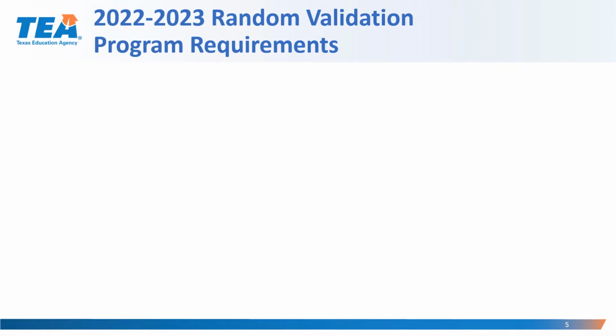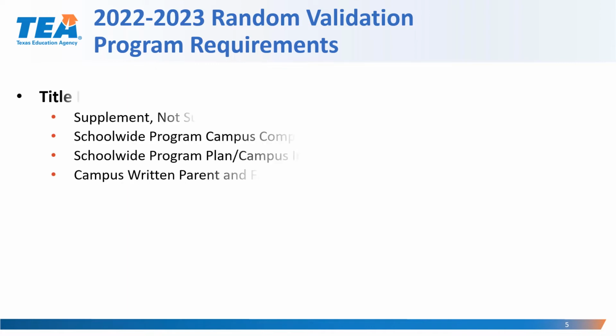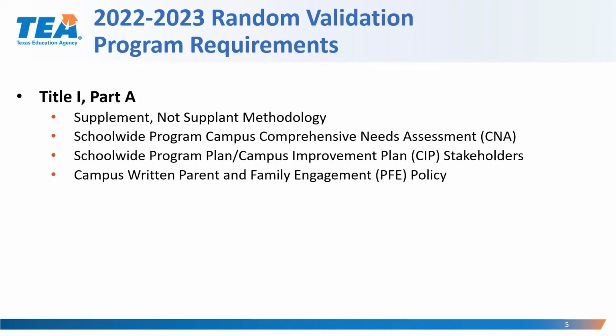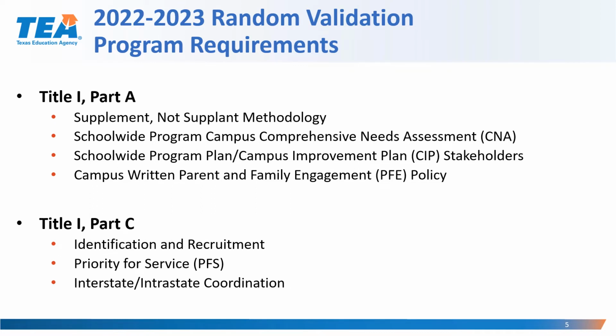The program requirements being validated for Title I Part A include Supplement Not Supplant Methodology or Statement of Exemption, the School-Wide Program Campus Comprehensive Needs Assessment, the School-Wide Program Plan or Campus Improvement Plan Stakeholders, and the Campus Written Parent and Family Engagement Policy. For Title I Part C, the requirements include Identification and Recruitment, Priority for Service, and Interstate and Intrastate Coordination.